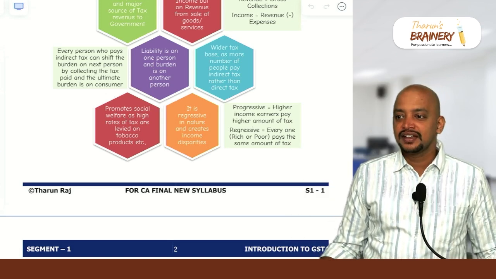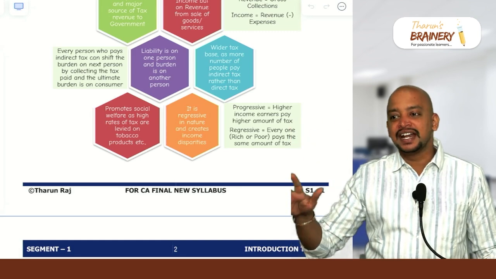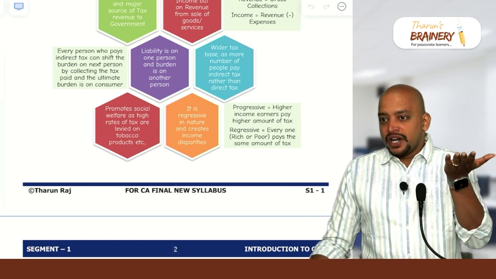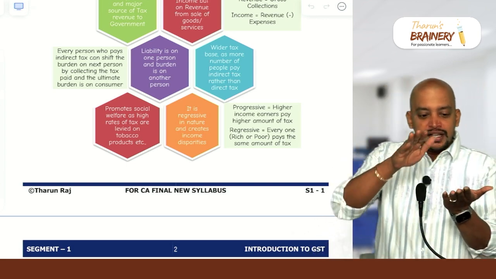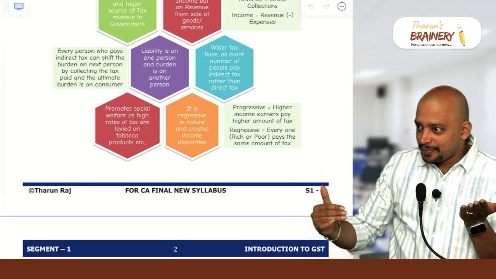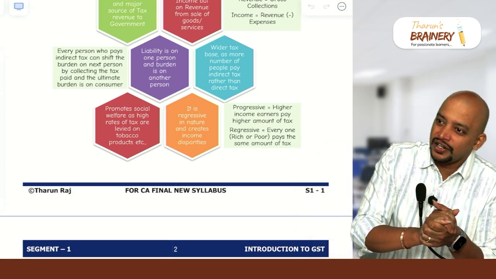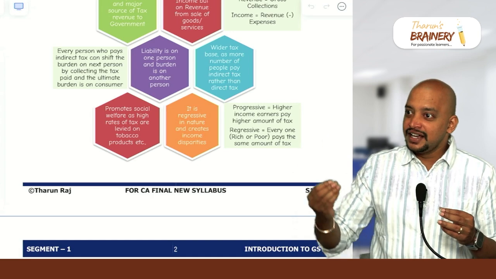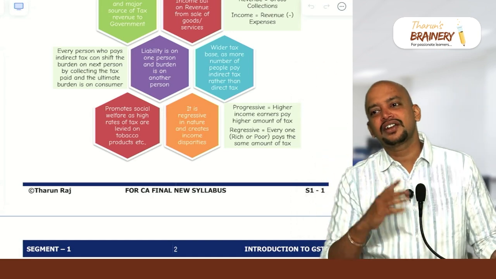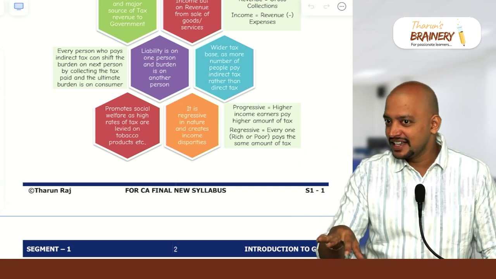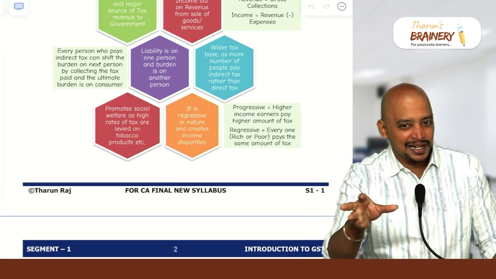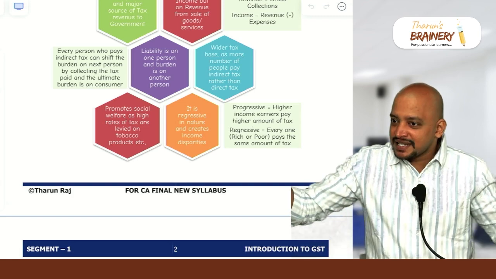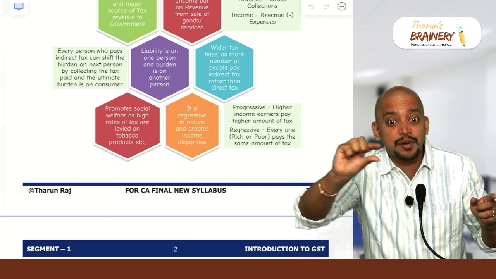Regressive means what? Irrespective of your income, you are required to pay indirect taxes. Correct? Now, let's take a product, for example, toothpaste. Irrespective of the income group, everyone will buy toothpaste. A daily wage earner also will buy toothpaste, and even a rich person should buy toothpaste. Maybe the brand will differ, that's okay, but toothpaste is something common. Everyone will buy. Now on toothpaste there is GST, so every person, irrespective of their income status, pays the same amount of tax.